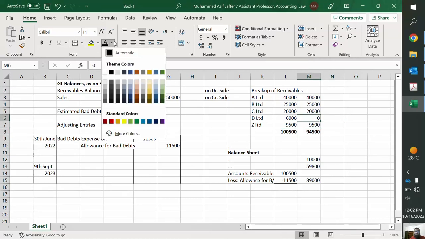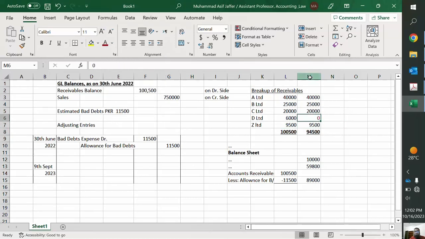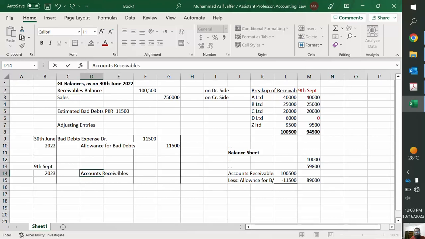On 9 September, when we confirm that customer D is not going to pay, we should remove customer D from our list. So we should credit accounts receivable, because now we are sure that it is customer D who is not paying. We credit it by 6,000. And what do we debit? Do we debit bad debt expense? The answer is no, because bad debt expense has already been estimated and debited in the last year.